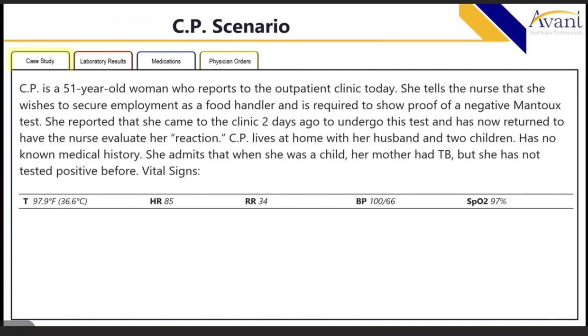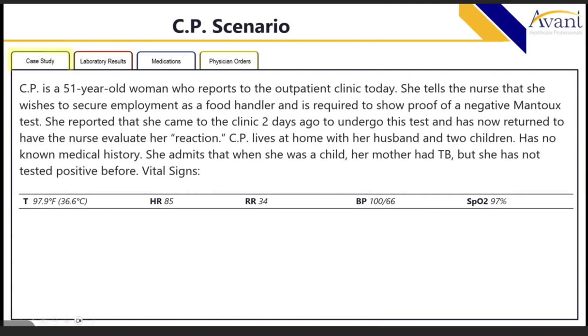She reported that she came to the clinic 2 days ago to undergo this test and has now returned to have the nurse evaluate her reaction. CP lives at home with her husband and 2 children. She has no known medical history, but she admits that when she was a child, her mother had TB, but she has not tested positive before.